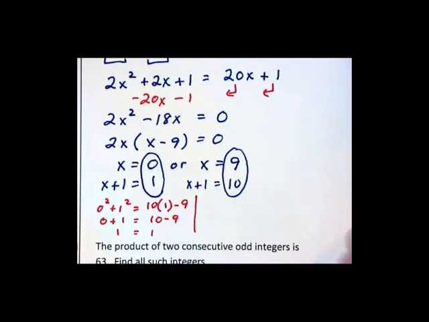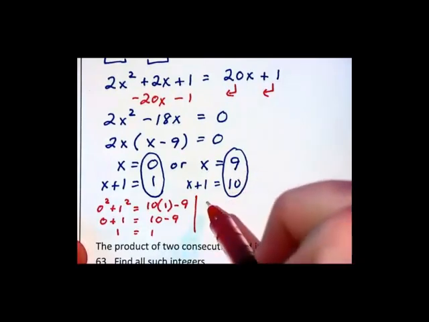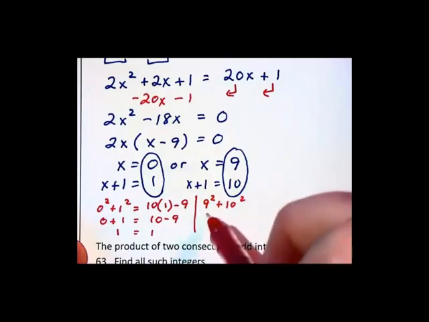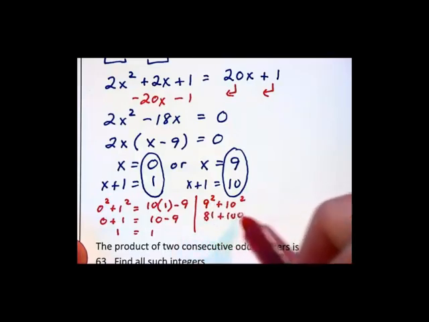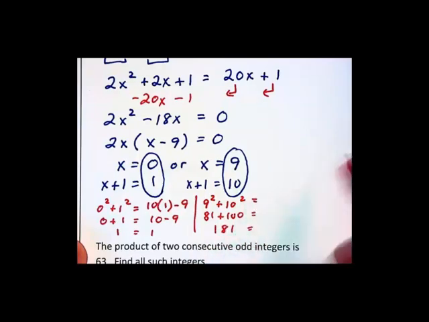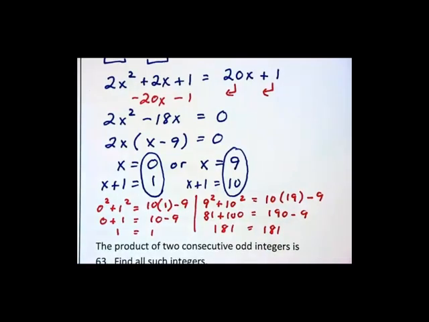Now on the other side of the equation, the sum of the squares. 9 squared plus 10 squared. 9 squared is 81 plus 100, which is 181. Is that 9 less than 10 times their sum? 10 times the sum, that's 10 times 19. 9 less than that. 190 minus 9, which is 181. Phew, they check. Not that we wanted to check them, but I think it's good that we do this every once in a while.